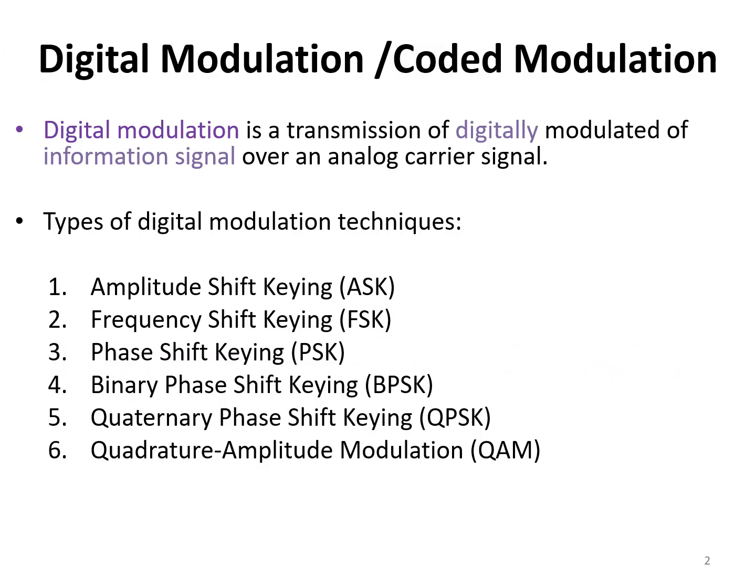Digital modulation, or coded modulation, is a modulation technique where the digital information signal is conveyed over an analog carrier signal. There are many types of digital modulation techniques. In this lesson, we will cover amplitude shift keying, frequency shift keying, phase shift keying, binary phase shift keying, quaternary phase shift keying, and quadrature amplitude modulation technique.